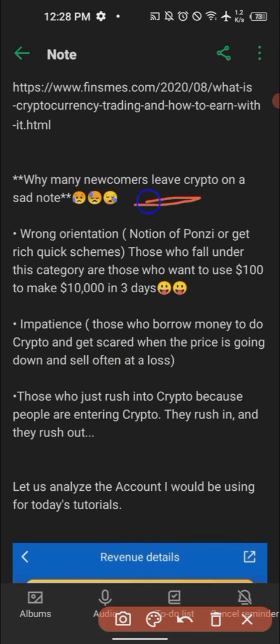You can see this is how many of us enter. When we enter, we're like this, but when we leave, we're like this other smiley up here. Now, first of all, one thing is wrong orientation. It's usually painful when I see people telling other people about crypto.